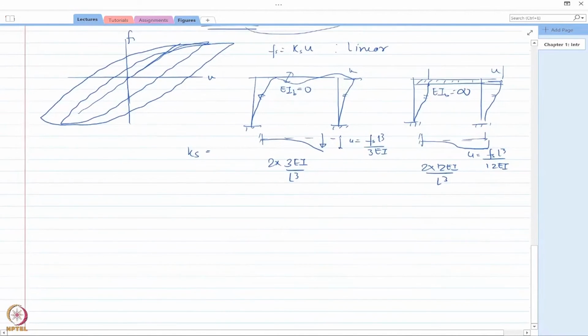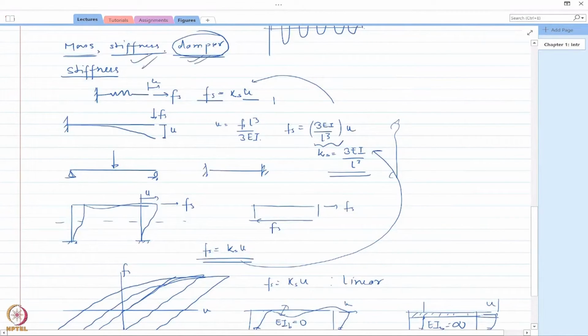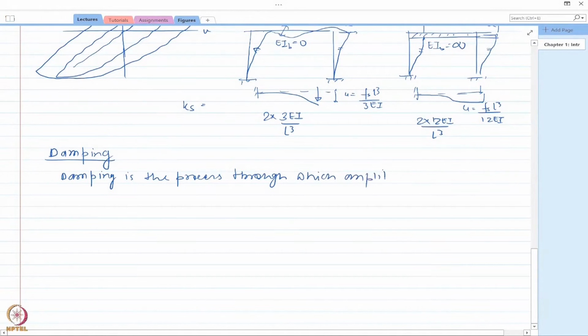Now after discussing the stiffness, let us discuss damping in the system, the second component. As I mentioned before, damping is the process through which the amplitude of a vibrating system diminishes.